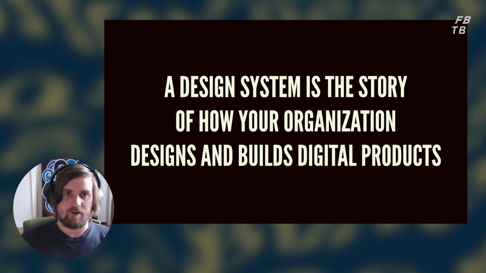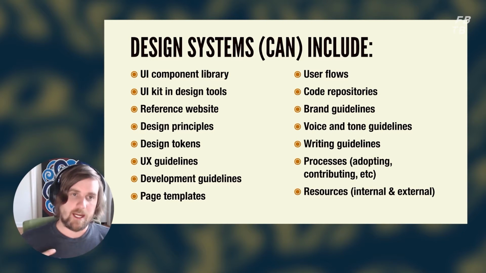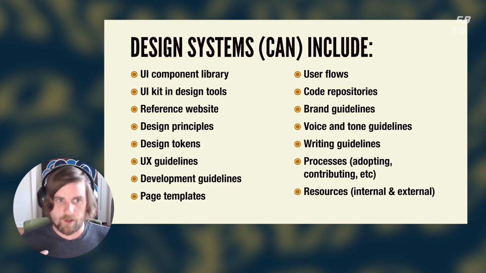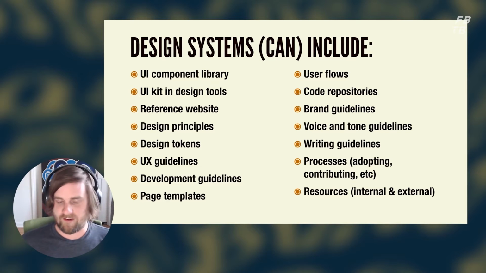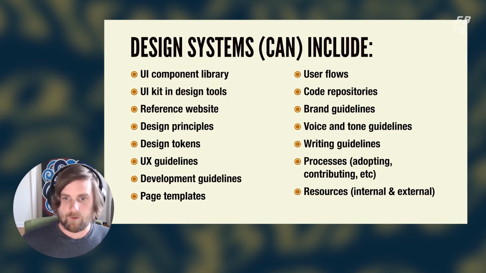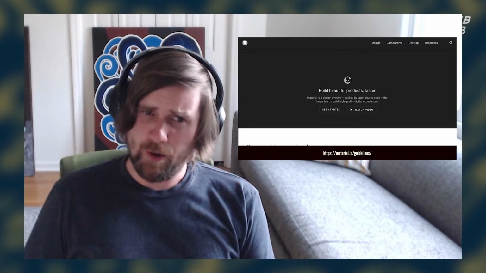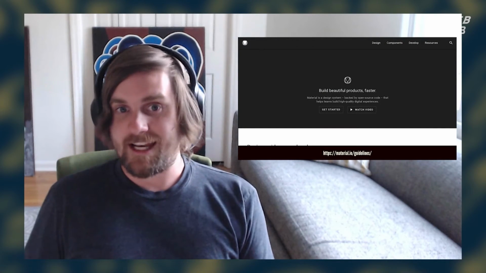And what that does is that sort of opens the door to including a lot of other things in that story, right? There's a lot of ingredients that can be included in an organization's design system. So what we've talked about already is a UI component library and a UI library and design tools and a reference website. But there's all these other things that could be included, including the brand guidelines that we talked about earlier, but also user experience guidelines, development guidelines, and even processes for how teams should work together and work with the design system. So anymore, this is how design gets done.